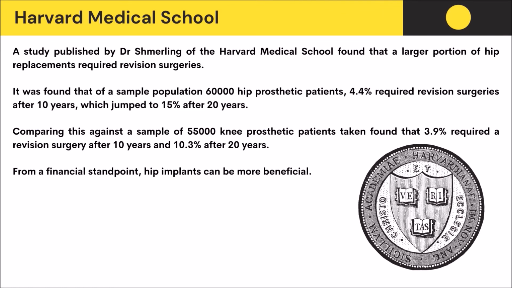A study published by Dr. Schmerling of the Harvard Medical School found that a larger portion of hip replacements required revision surgeries. It was found that of a sample population of 60,000 hip prosthetic patients, 4.4% required revision surgeries after 10 years, which jumped to 15% after 20 years. Comparing this against a sample of 55,000 knee prosthetic patients, it was found that 3.9% required revision surgery after 10 years and 10.3% after 20 years. From a financial standpoint, hip implants can be more beneficial.